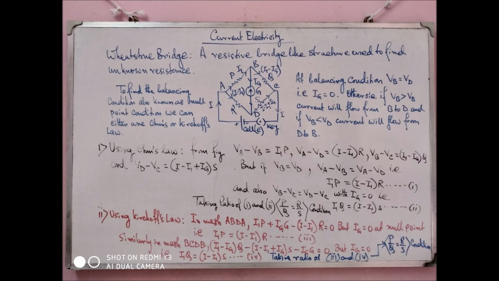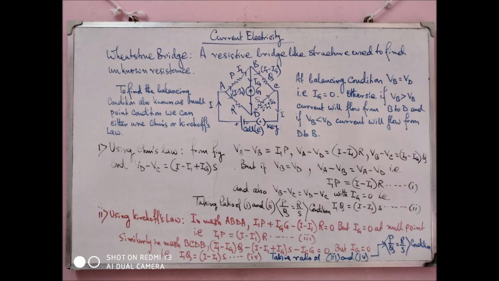Why this minus sign? Already I told in the previous class that whenever the direction of current is opposite in any resistor, any branch, then that current should be negative. And if there is no EMF, no cell, nothing present in that mesh, that means closed loop, then we take that EMF as 0. Similarly, if I apply this in BCDB, the second mesh, the equation is I1 minus Ig into Q minus I minus I1 plus Ig into S minus Ig into G equal to 0.